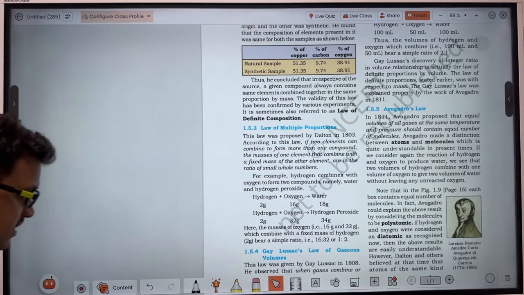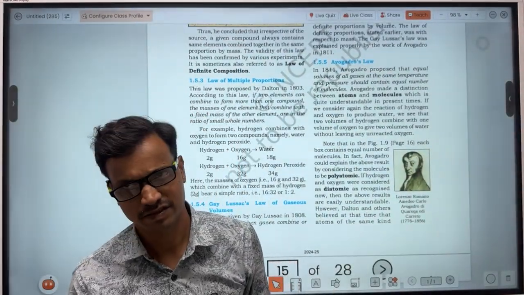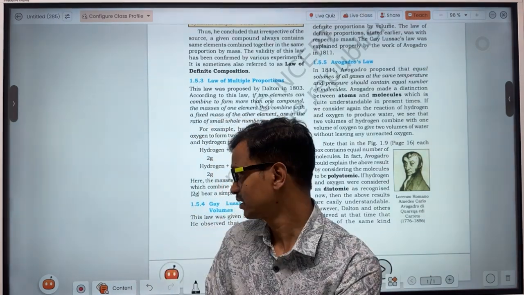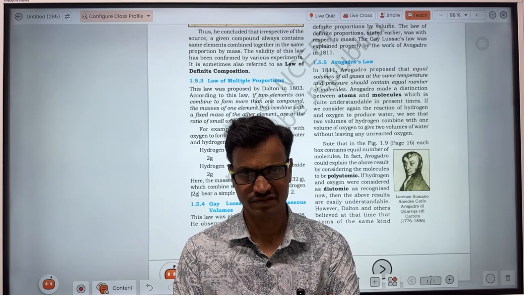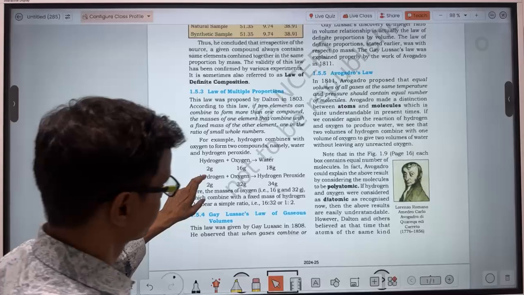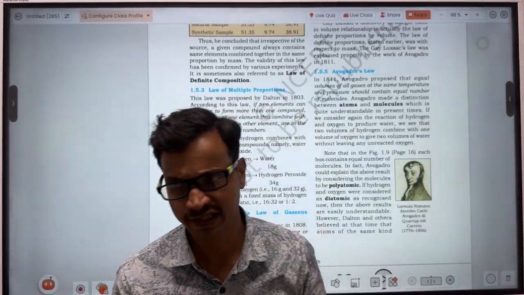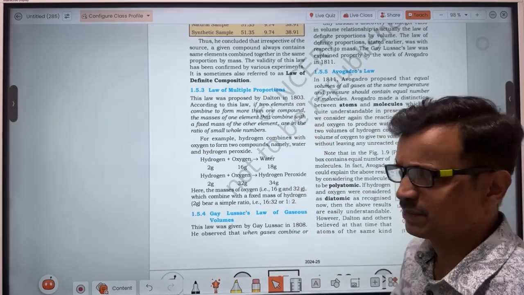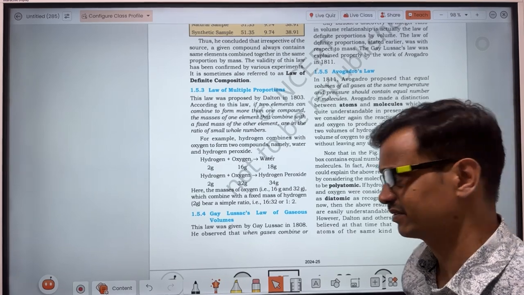So in the examination, one question is numerical based, where data will be given and they will ask whether these reactions follow the law of multiple proportions. Another way of asking the question is, who has proposed this law, which for the CUT examination the question may be asked like that.